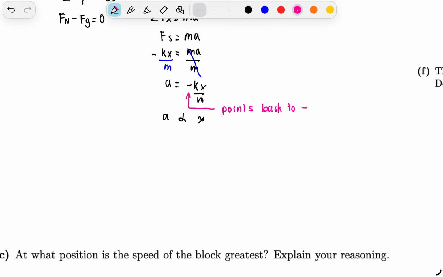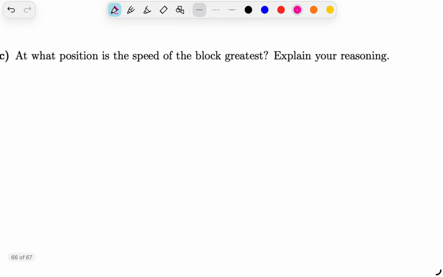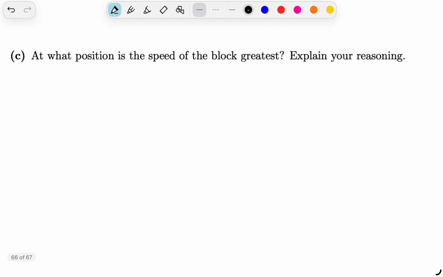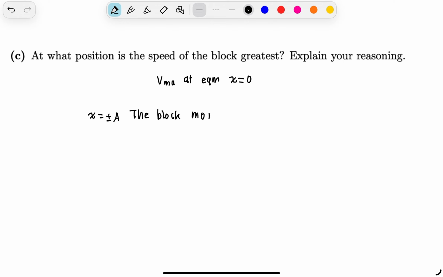At what position is the speed of the block the greatest? Explain your answer. Well, it's going to be at a max speed when you are at the equilibrium, aka when you're at x is equal to 0 from your displacement. The reason is because when you're at x is equal to plus or minus A, when you're at an amplitude away from the equilibrium, the block momentarily stops before reversing direction.